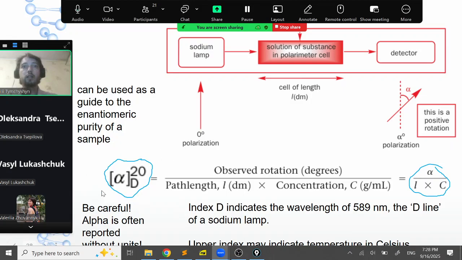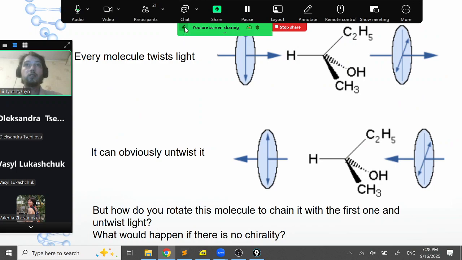In different sources you will find tables of this alpha, and they will describe a chemical, and you can then recalculate what you should see if you take a tube of certain length, or a certain concentration, and so on. Or if you measure something, you can divide that and compare to the table. Do you really have that chemical that you think, is it pure enough or not? So this can be used basically as a guide to the enantiomeric purity of a sample. If there is another enantiomer in that tube, you might get a pretty different result.